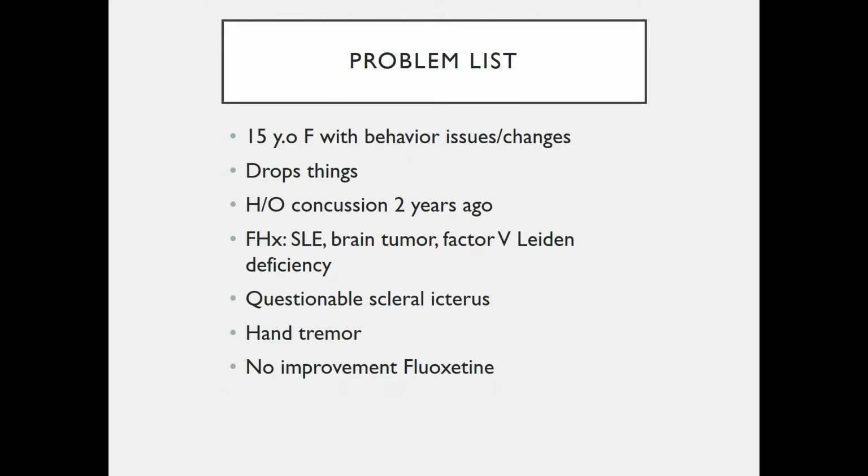So to summarize our problem list, we have a 15-year-old female with behavior issues and behavioral changes. She has been dropping things. She has a history of a concussion about 2 years ago. There's a family history of lupus, a brain tumor, and factor V Leiden deficiency. On exam, she has questionable scleral icterus and does have a hand tremor, and she's been on fluoxetine with no improvement of her symptoms.